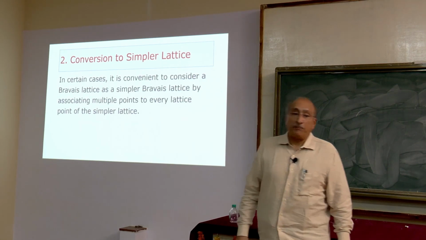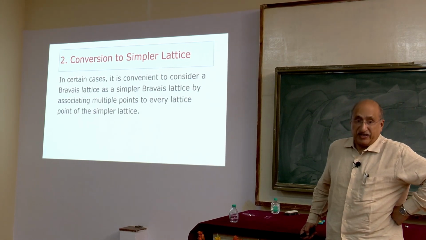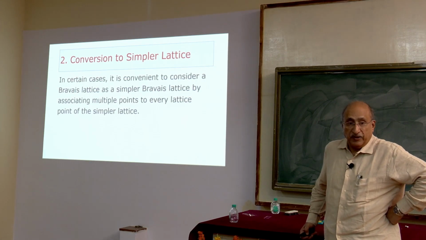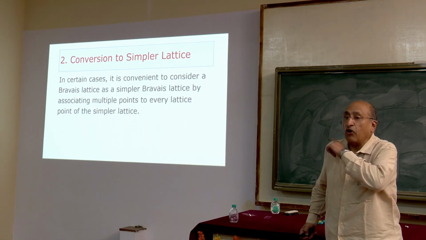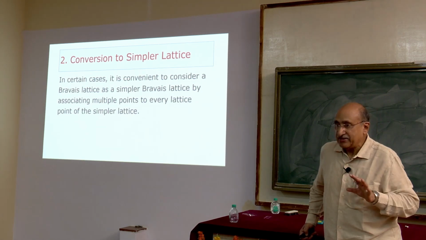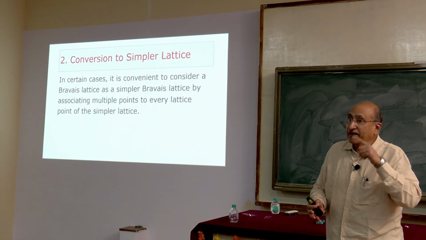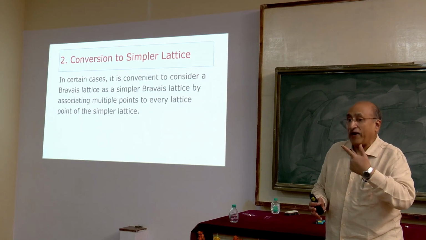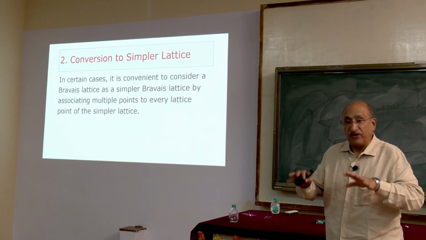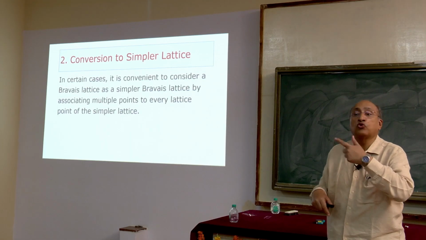Then conversion into simpler lattice, this is very generally done in the case of X-ray diffraction. A body-centered cubic lattice is not looked at as a body-centered cubic because its primitive vectors are very complicated. Okay, we rather treat this as a simple cubic lattice, which is easier to draw, easier to understand, and treat a body-centered cubic lattice as 2 point basis. Okay, though BCC lattice in its own self is a Bravais lattice, but still we decide to treat this as a simple cubic lattice with 2 points basis.